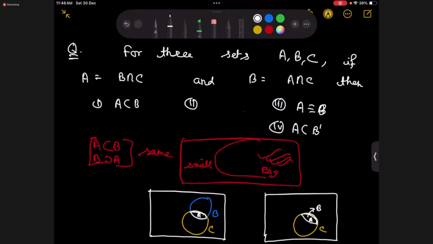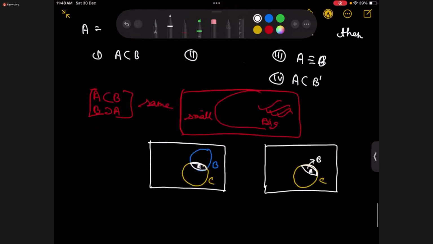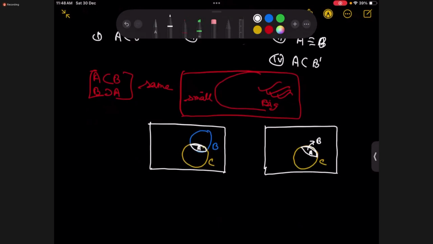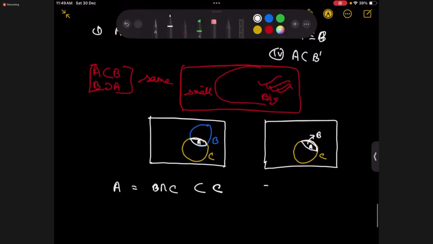Strange, right? Something strange. So it will be easy to use those things like A equals B intersection C. Obviously this is a subset of C, because B intersection C is a subset of C, and it equals A. So A is a subset of C.